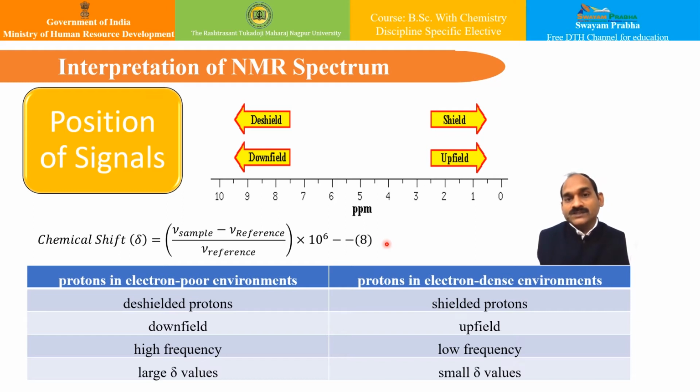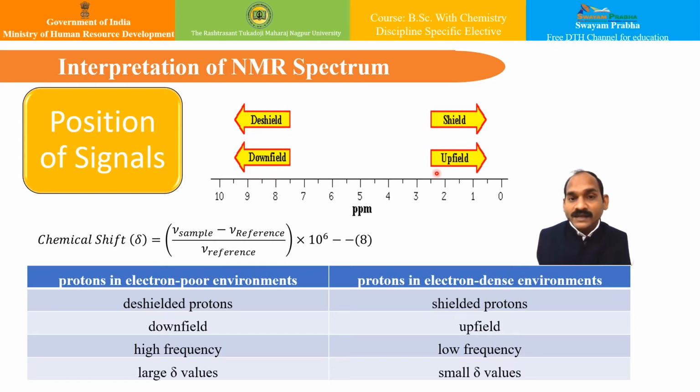If this local field opposes the applied field, the effective magnetic field decreases, because it has generated its own secondary magnetic field, isn't it? Such a proton is called a shielded proton, and the effect is called shielding. Because these electrons have developed their own field, it is now shielding the proton. Such a shielded proton resonates at higher field strength, which we can call upfield. It will shift, isn't it?